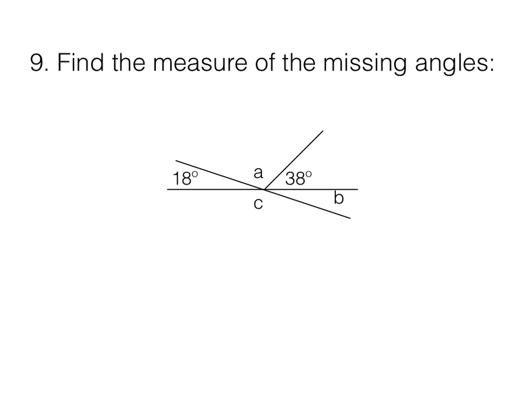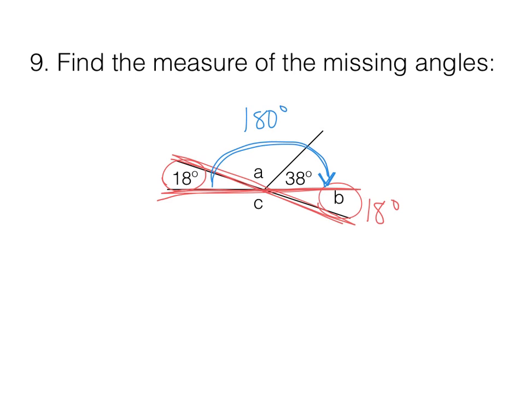Finding the measure of the missing angles, well, let's look for my vertical angles. Here and here are 2 long intersecting lines. If this one's 18 degrees, that means that B is 18 degrees. All right. Now, from here to here is 180 degrees because it's making a straight line. So those are all supplementary angles. When you add them all together, they give you 180.